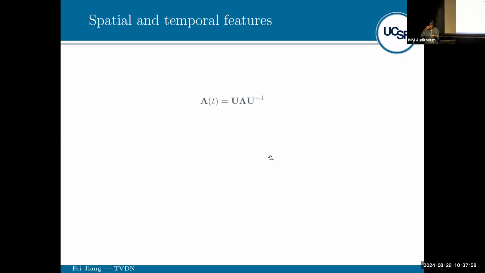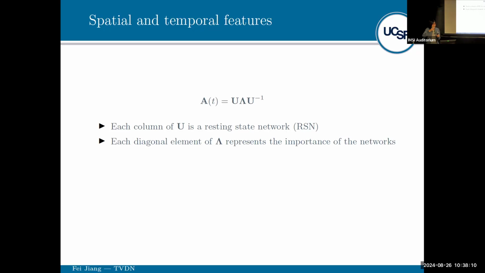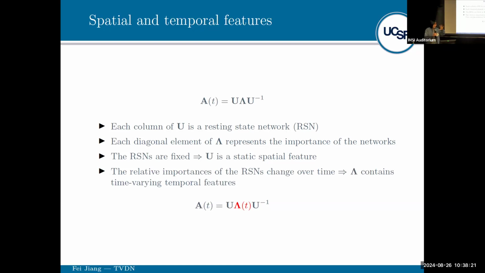The A matrix is a square matrix, so you can always do the eigenvalue decomposition of it. Once we decompose it, the U here can be represented as the RSN, the resting state networks. The diagonal matrix here is called the weight function, and it represents the importance of each network. The RSN is fixed, and we assume it's fixed because it represents static spatial features. And we assume this lambda can change over time because we assume the weightings change over time.